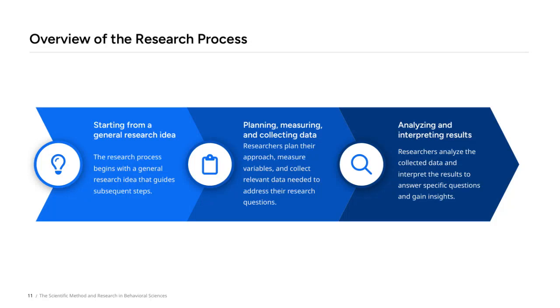When we look at the research process, it all starts with a general research idea. This initial idea sets a direction and helps focus the entire project. From there, researchers move on to planning how they will approach their study. This includes deciding what variables to measure and carefully collecting the data needed to answer their research questions. Once the data is gathered, the next crucial step is to analyze and interpret the results. This is where researchers make sense of the information, drawing conclusions and gaining insights that address the original questions. Each of these steps is essential for conducting thorough and meaningful research.